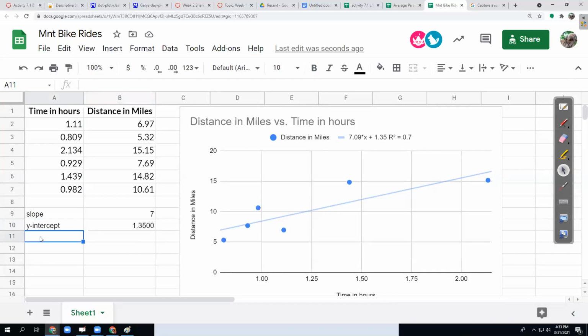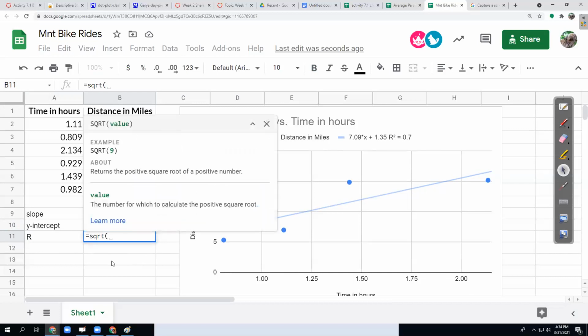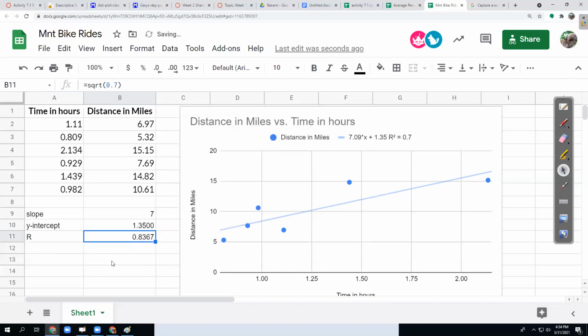And then the other thing they gave me was r squared, but I just want r. They said it's about 0.7 right here, so I'm just going to take the square root. So I'm going to type equals SQRT of 0.7 to get my r value. And it says it's about 0.83. So just a couple of notes about what these numbers up here mean.